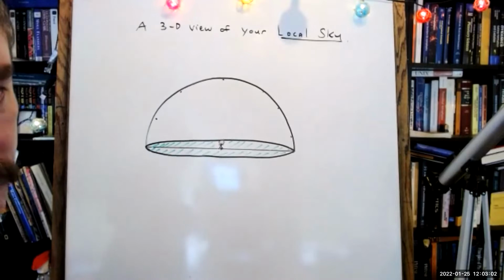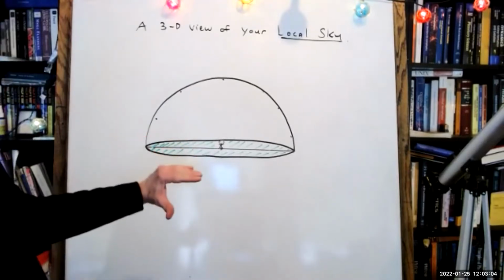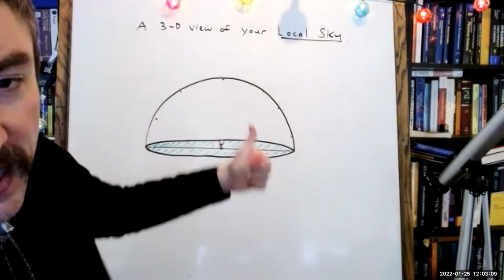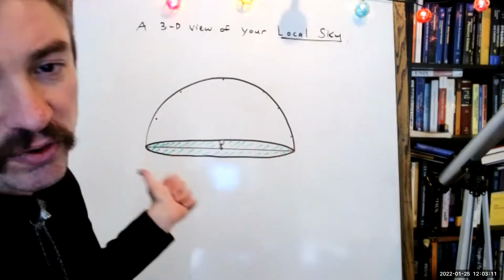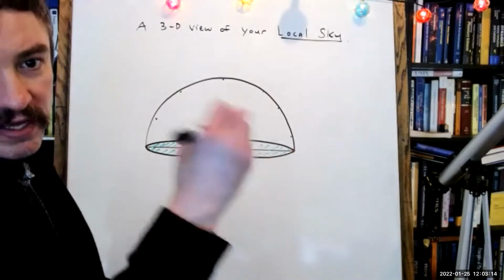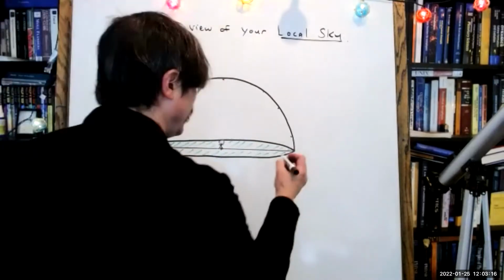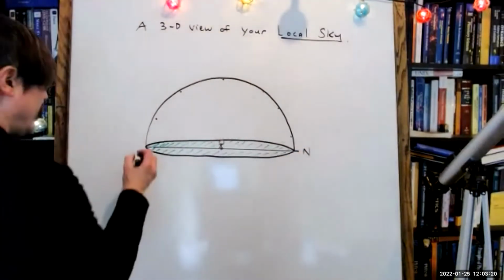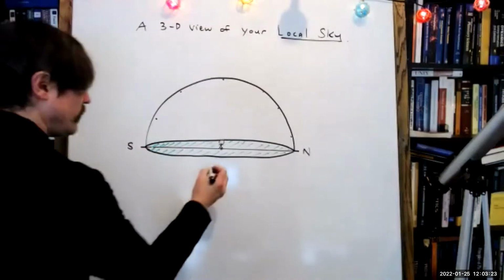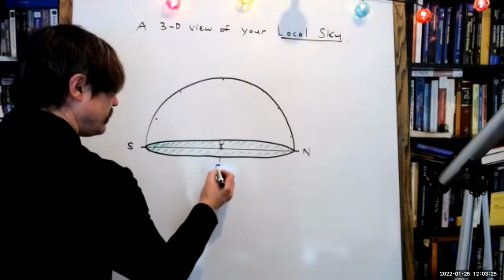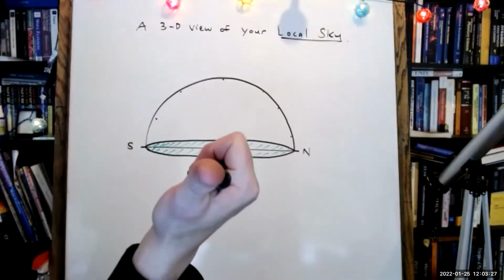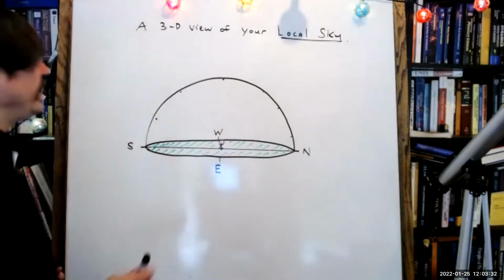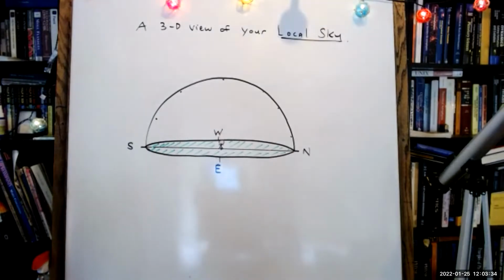Probably tough to see. A key thing to do when you're making a three-dimensional picture of your local sky is to define clearly which direction north, south, east, and west are. Because I am a right-handed person, I'm going to be in the habit of putting north on the right, south on the left. That makes east into the camera eye direction, and west will be on the back side into the plane of the board.